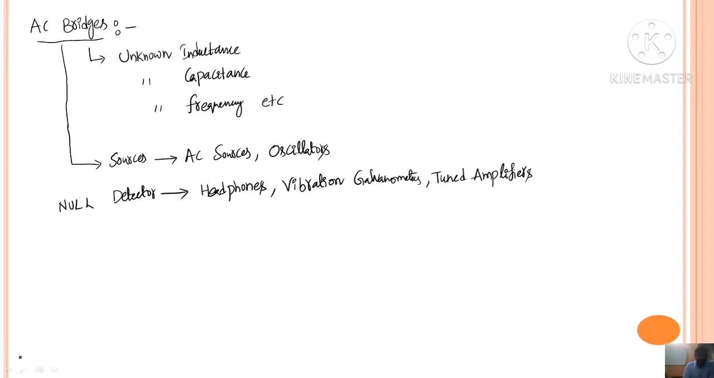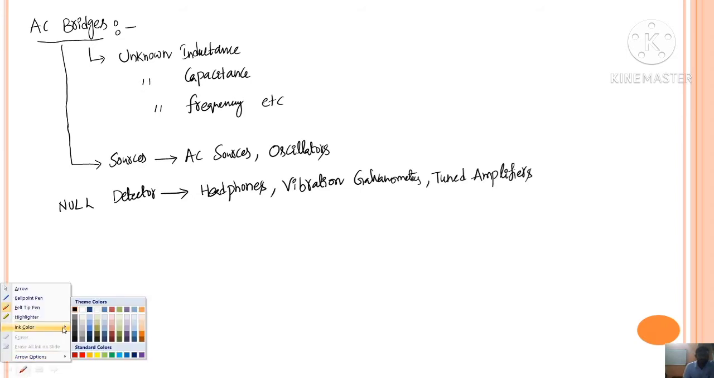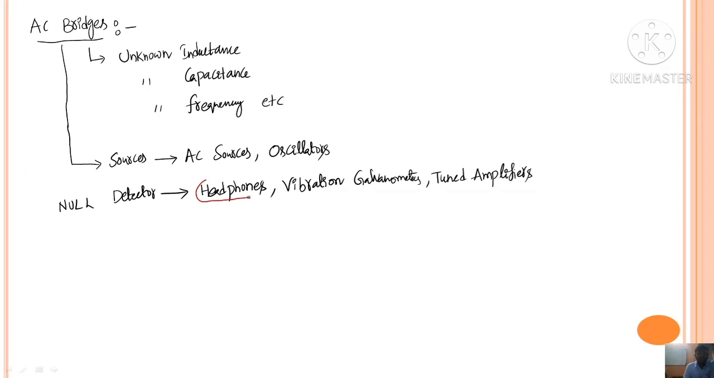If you observe in our laboratory, we have used headphones in order to check whether the bridge is in balanced condition or not. If the sound from the headphones is more, then we'll try to balance the bridge by changing some parameters like resistance, capacitance, inductance, until we get the minimum sound. The minimum sound in the headphones indicates that the bridge is in balanced condition. So this is the basic difference between AC and DC bridges.